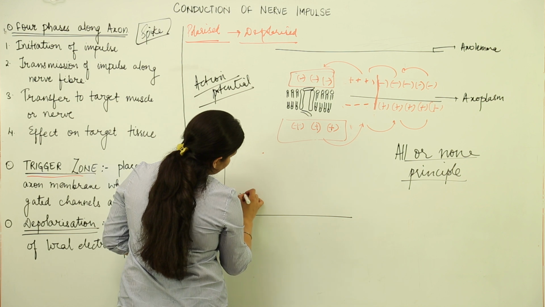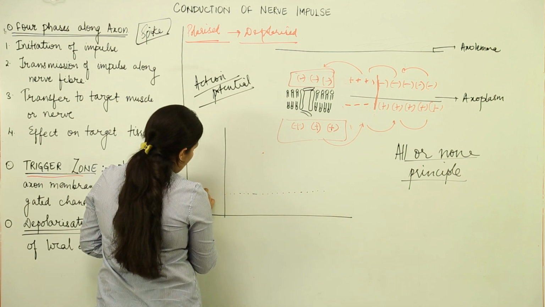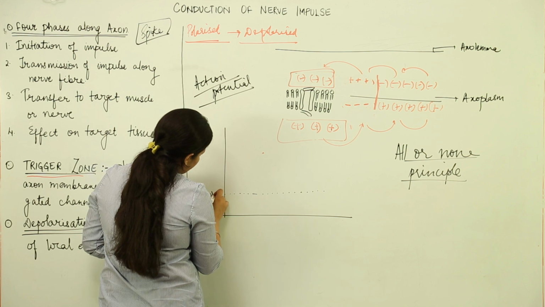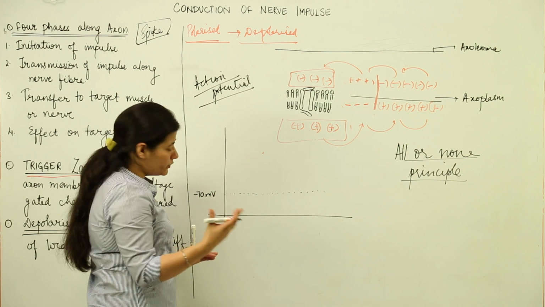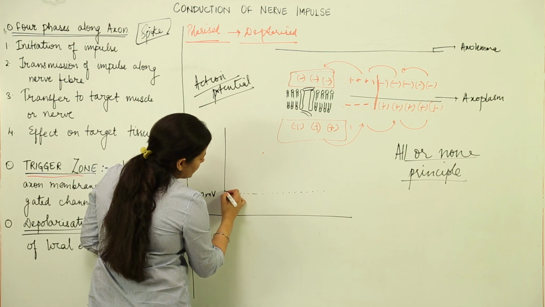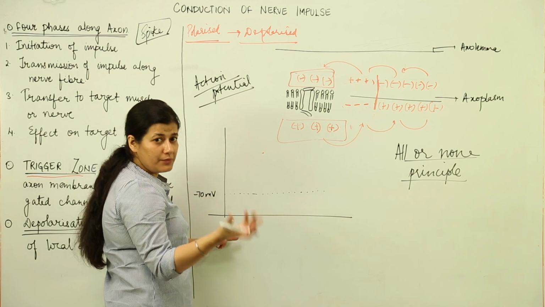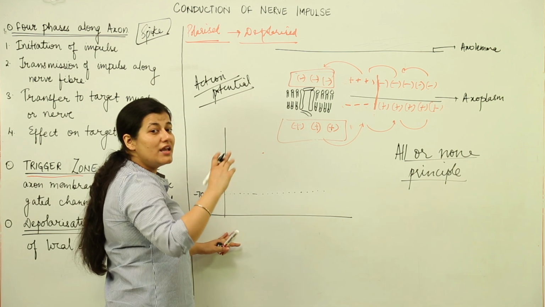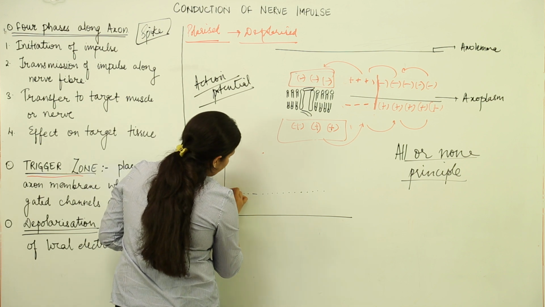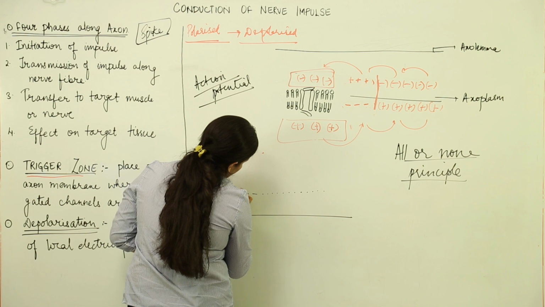You know that at the resting potential, the membrane lies at almost minus 70 mV. We consider it as the average value. It could be minus 40, it could be minus 60. So whenever there is an action potential, that means the voltage gated channels have depolarized enough so that there is negative 60 or negative 40. That wave is known as action potential.